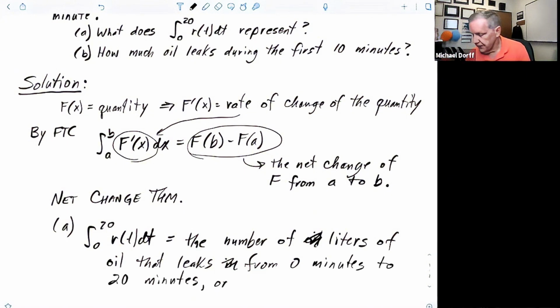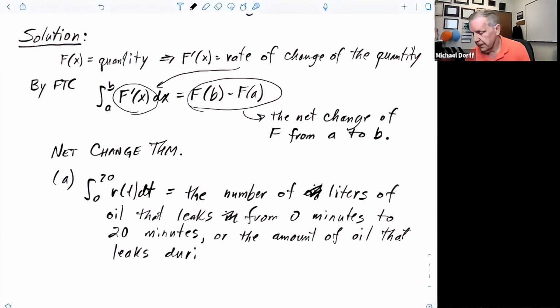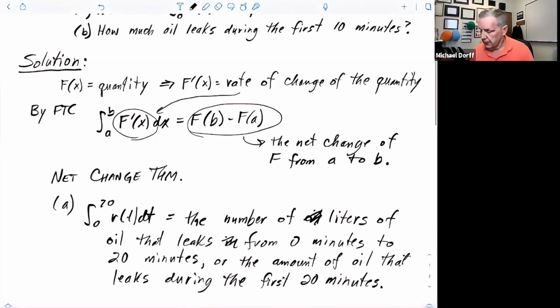Or you can also think of it in other words as the amount of oil that leaks during the first 20 minutes. I can say the first 20 minutes because I'm going from 0 to 20. If my number, instead of being 0 here, had been 10, then it would be the amount of oil that leaked from 10 minutes to 20 minutes.